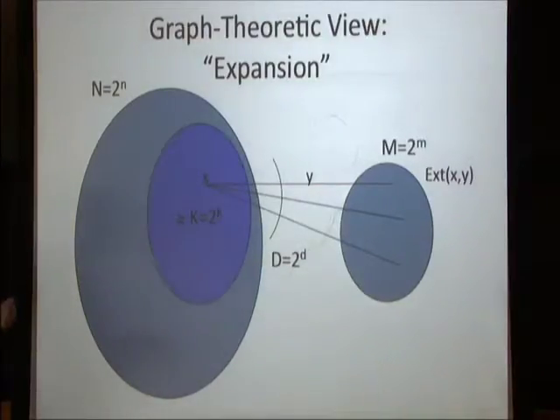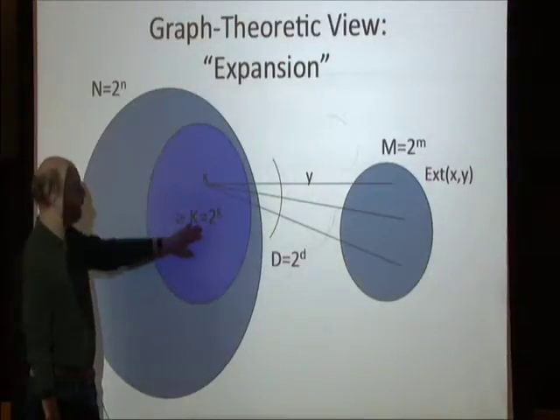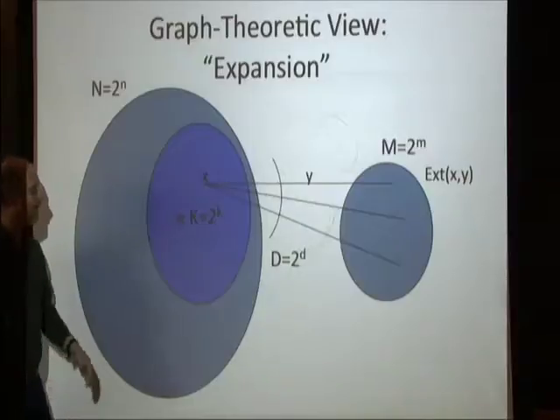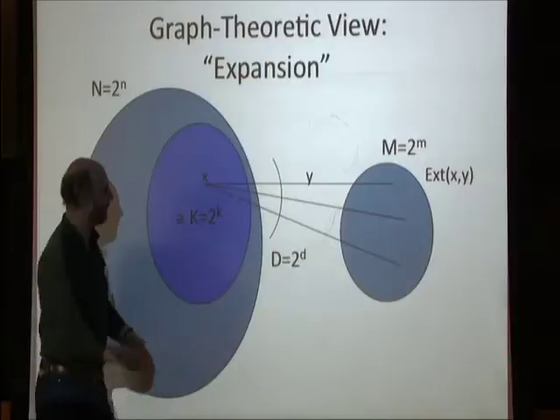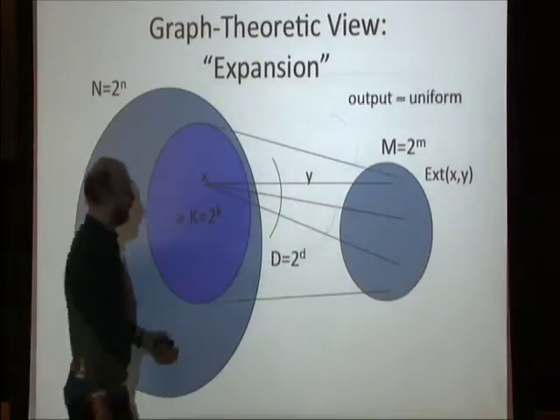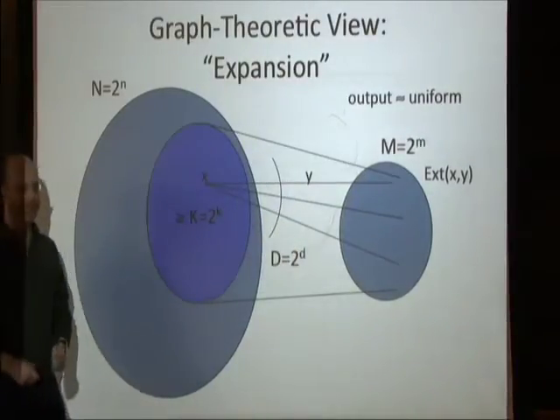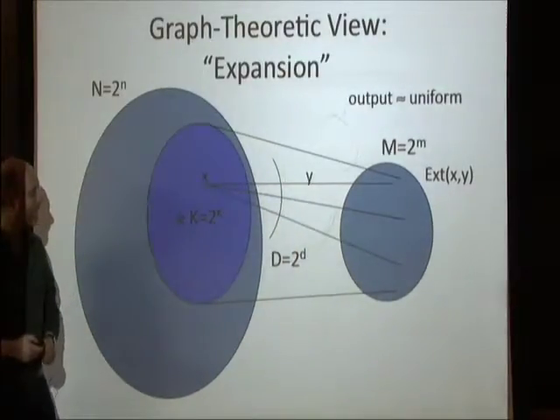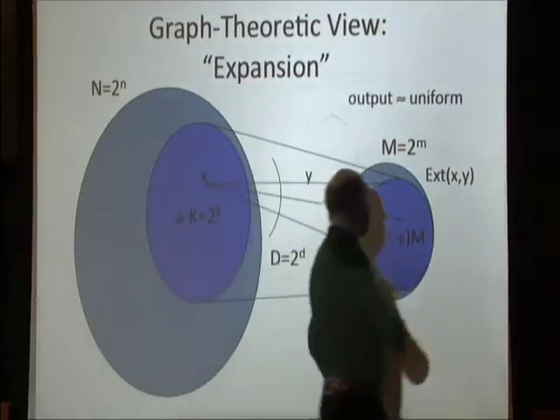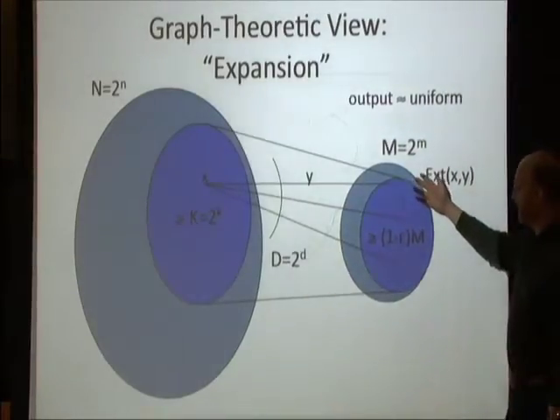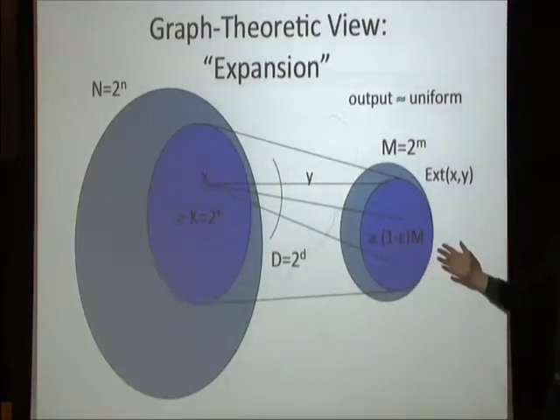And what the definition of extractor says is that if we pick any set of size at least big K, which is 2 to the little k on the left, if we pick a uniformly random string on the left and pick a uniformly random seed and look at the distribution on the right, we get an almost uniform distribution on the right. So in particular, it's epsilon close to uniform. So in particular, it has to expand to at least 1 minus epsilon fraction of the vertices on the right.